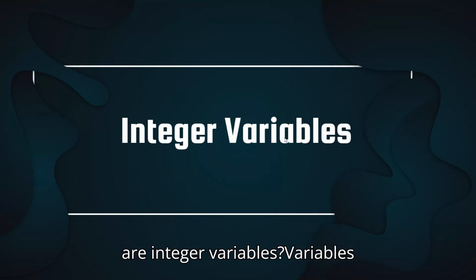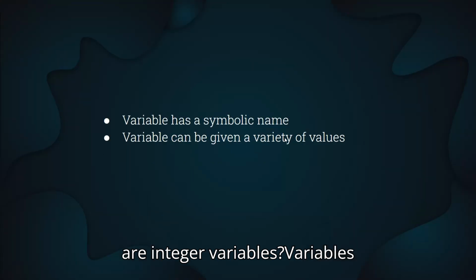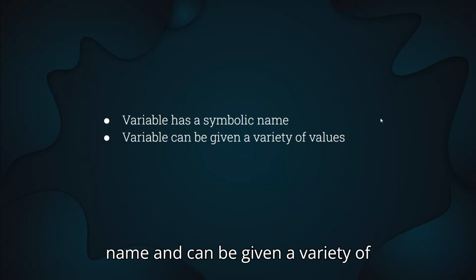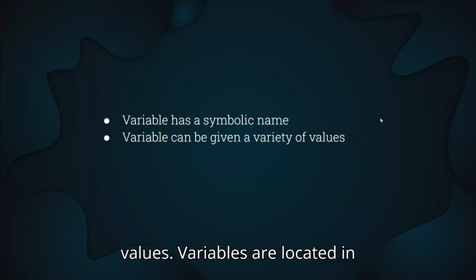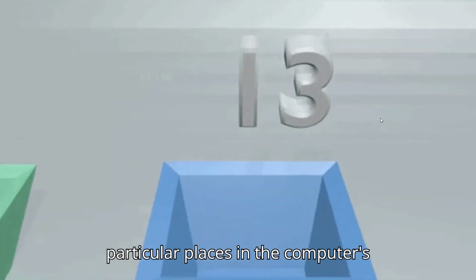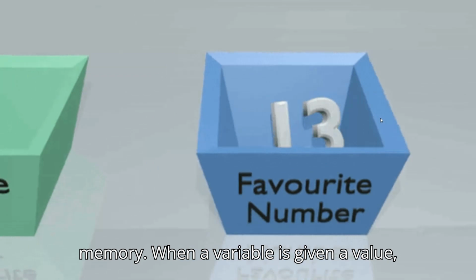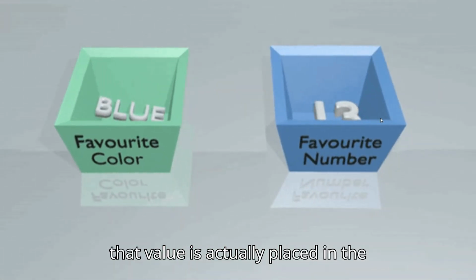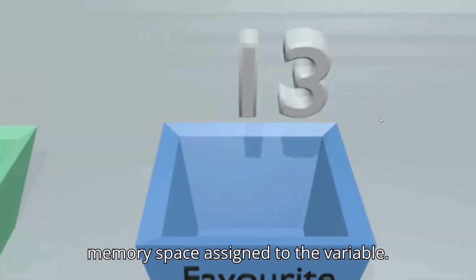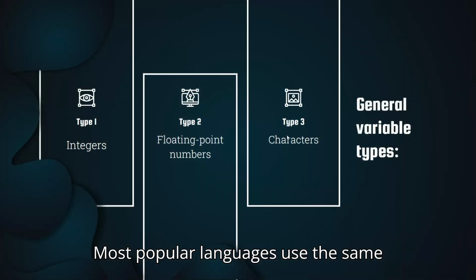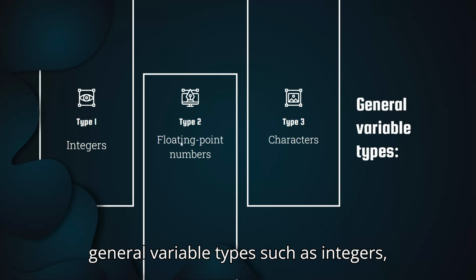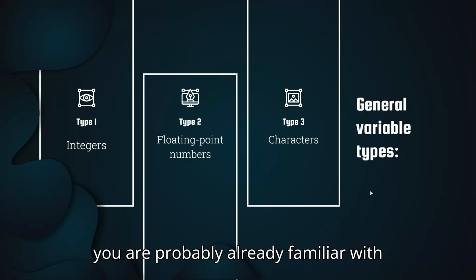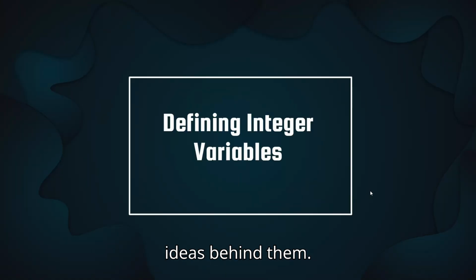So what are integer variables? Variables are the most fundamental part of any language. The variable has a symbolic name and can be given a variety of values. Variables are located in particular places in the computer's memory. When a variable is given a value, that value is actually placed in the memory space assigned to the variable. Most popular languages use the same general variable types such as integers, floating point numbers, and characters, so you are probably already familiar with the ideas behind them.